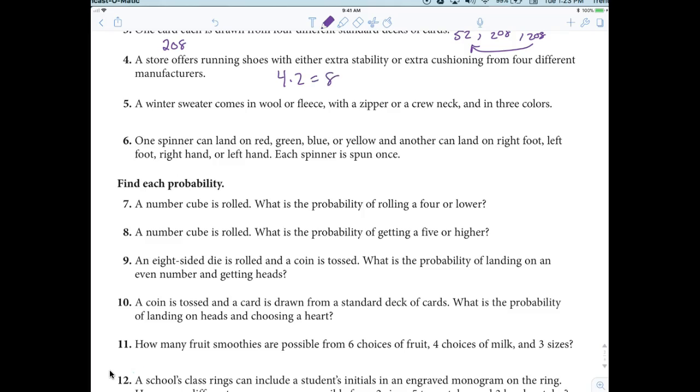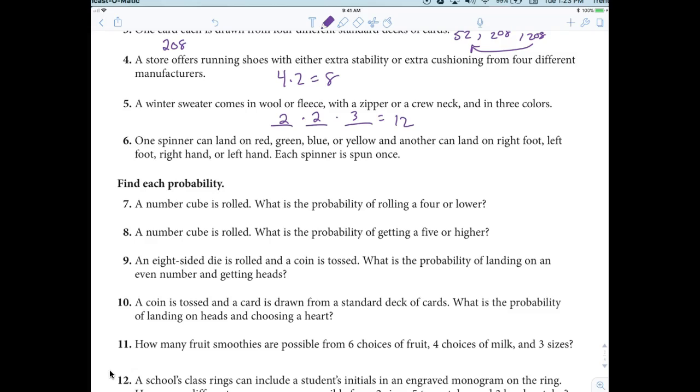All right. Now for number 5, it says a winter sweater comes in wool or fleece, a zipper or a crew neck, in 3 different colors. I got 12. So the answer would be 12. Everybody happy with that? Because again, you have 2 different types, 2 different possibilities, and 3 different colors. Fundamental counting principle, just multiply them together. So there are 12 outcomes.